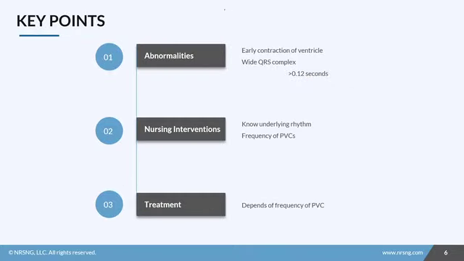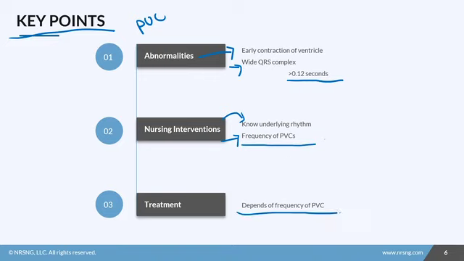So let's go ahead and recap and talk about the key points of PVCs. Got to remember the abnormalities. It is an early contraction of the ventricle, so we will see a wide QRS complex, usually greater than 0.12 seconds. Now, nursing interventions: know your underlying rhythm. Got to know the frequency of the PVCs. If they're not happening too often, we continue to monitor patients. If they are occurring more frequently, we've got to do something about it. So the treatment depends on the frequency of the PVCs.